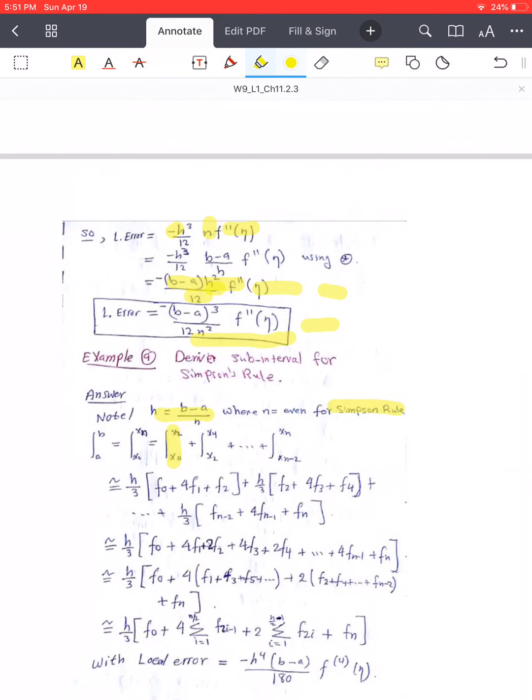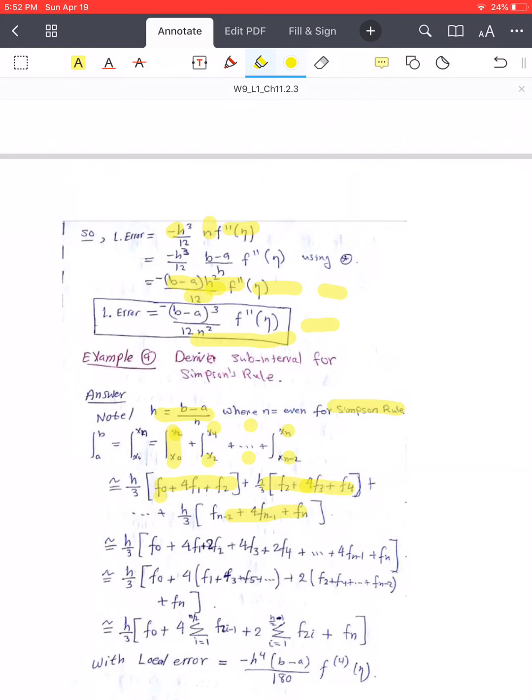Just repeat as before. We make subintervals, but here not from x0 to x1, rather x0 to x2, x2 to x4, x4 to x6, and so on until the last one. Why do we go 2 by 2? Because we need 3 points for each integral to apply Simpson's rule. When we apply Simpson's rule, here is the answer for the first, and here for the second, times, don't forget, h divided by 3, and so on until you reach the last one. Just accumulate and make the summation.